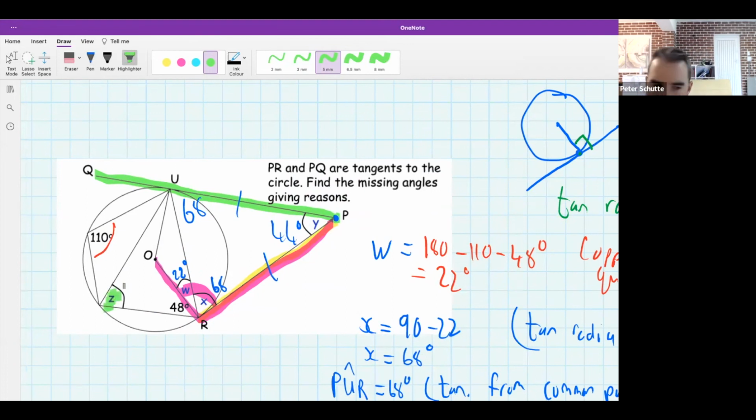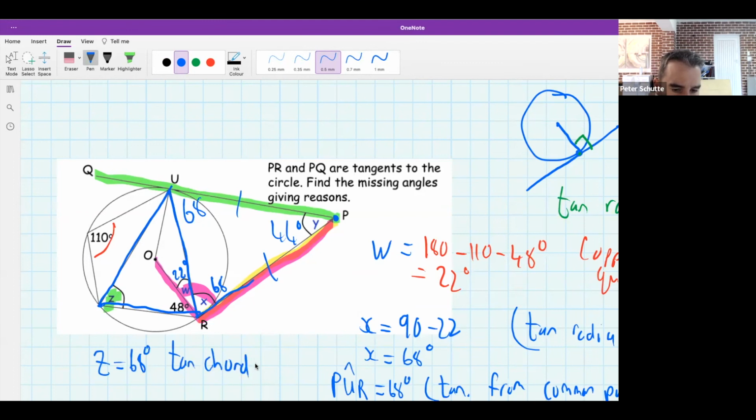Which is here. Aha. Okay, so if we look here, it should be a tan chord theorem. Yeah, there's a lot going on here. Here's a tangent. Here's my chord. And so then Z will be the same as X. So Z would be 68 degrees. And that's the tan chord theorem. And we've got that. Love it.